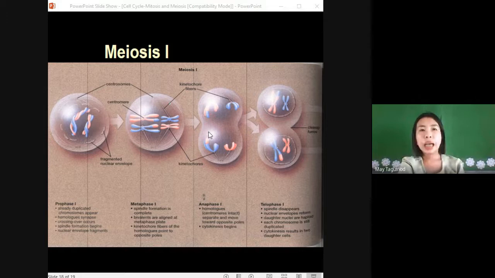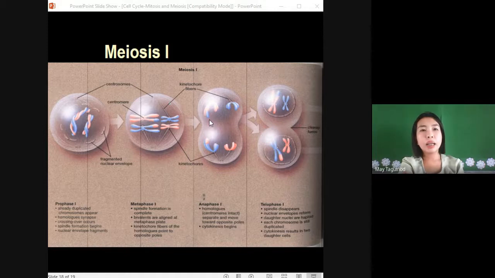In metaphase, the spindle fibers attach to the centromeres of each pair. So in metaphase, the spindle fibers are attached at the centromeres of the chromosomes.